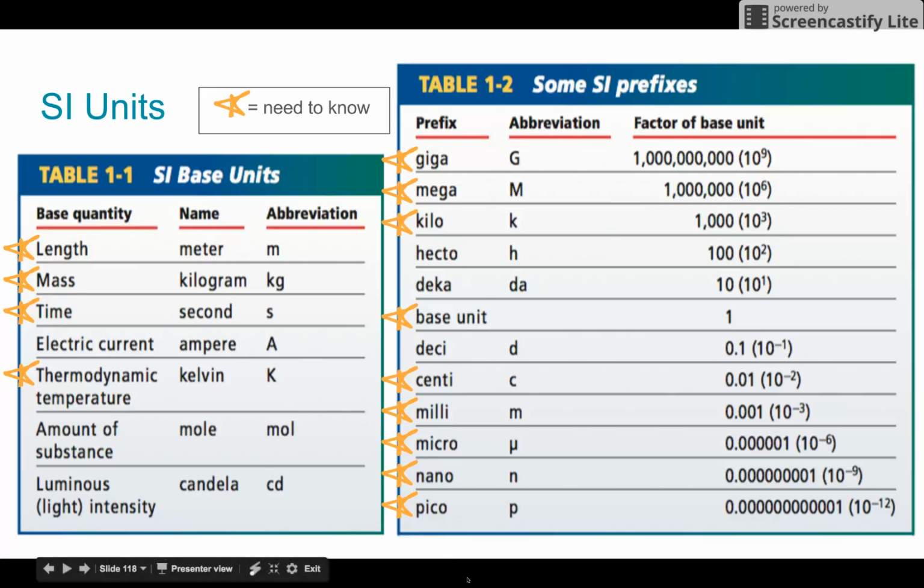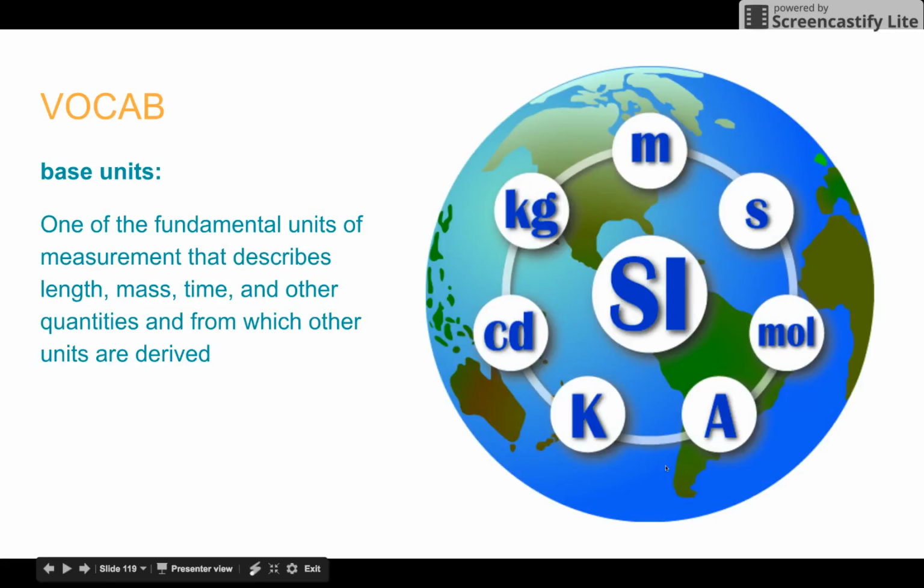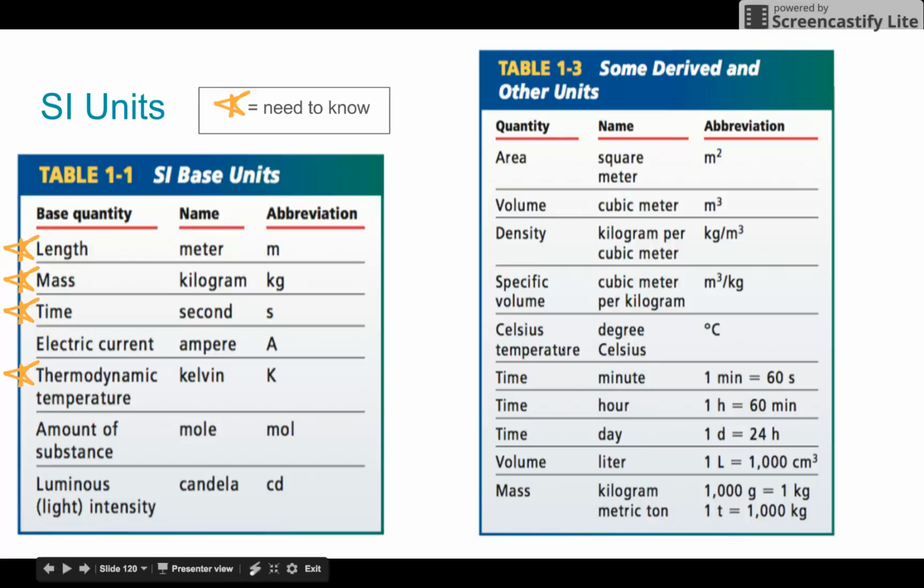We also have prefixes. So it really all starts with our base unit, which can be meters, grams, liters, things like that. And then we have prefixes, which tell you how large that number is. So kilo, mega, giga, and then on the smaller end, centi, milli, micro, nano, and pico. So here are just our standard units of measurement for the metric system.